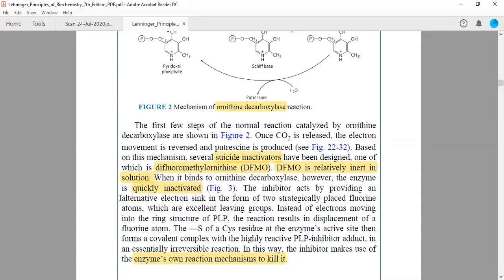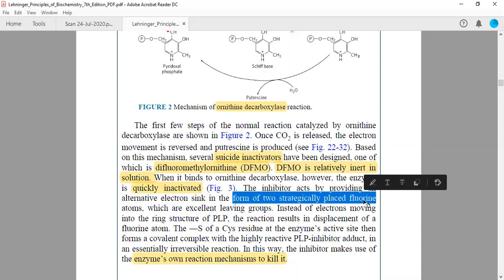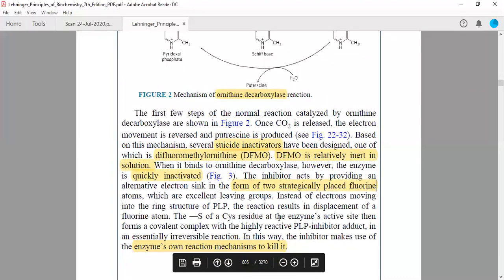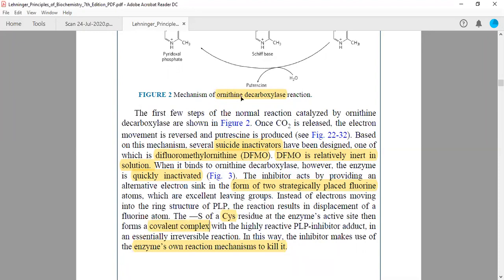The inhibitor acts by providing an alternative electron sink in the form of two strategically placed fluorine atoms. Because it has two fluorine atoms, it will accept the electrons and act as an electron sink. The rest you can read from the book. The sulfur of the cysteine residue, because cysteine has an SH group, this thiol group at the enzyme active site then forms a covalent bond. This is also very important. So this DFMO is irreversibly inactivating ornithine decarboxylase, first thing.